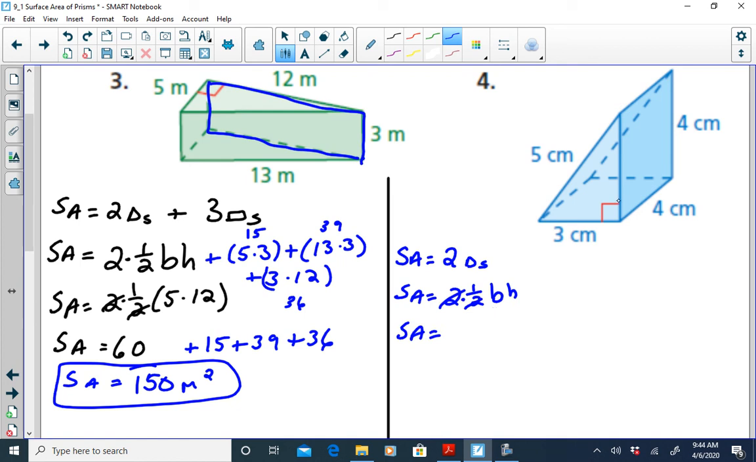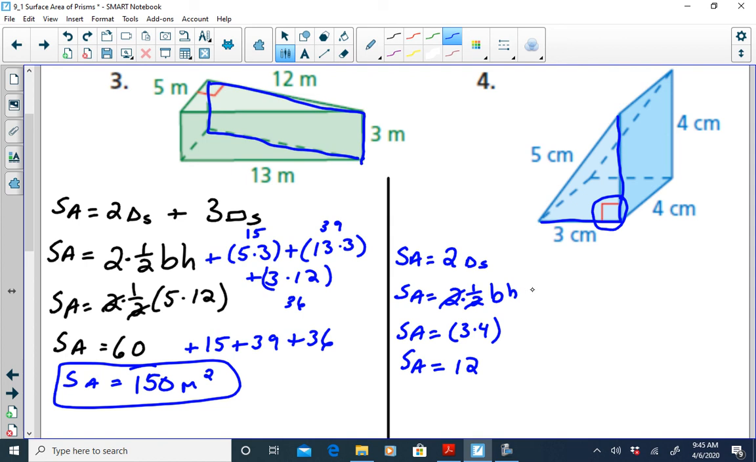So I need the base and the height. I find my right angle symbol, right? That's the key. Find that right angle symbol. That right angle symbol says that the 3 and the 4 are your perpendicular segments. So it's going to be 3 times 4, right? So the surface area is going to be equal to, that's 12. 3 times 4 is 12.